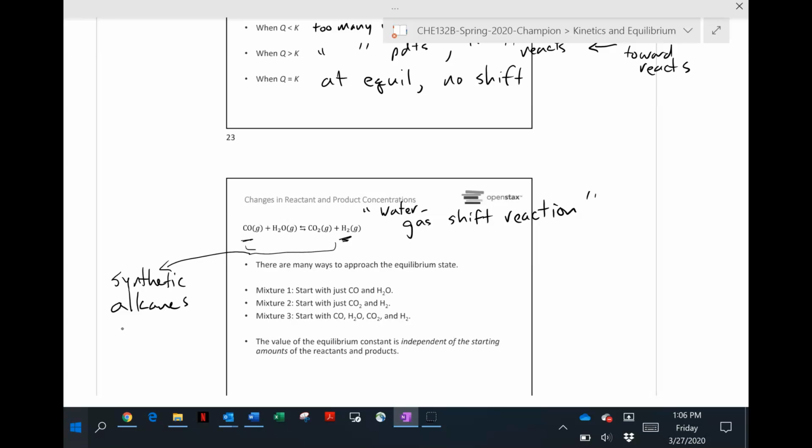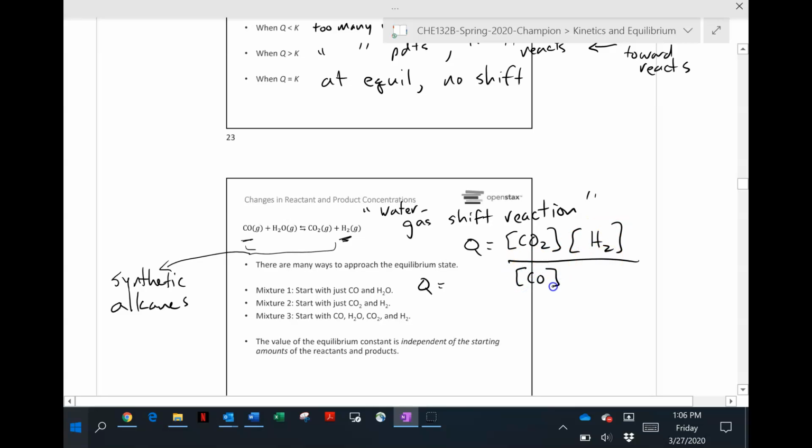Anyway, they're looking at the water gas shift reaction here, and they talk about how you could start different ways. So if you started with just CO and H2O, then initially the top of Q would be 0. For this one, if we wrote Q, it would be CO2 to the first, H2 to the first, over CO to the first, H2O to the first. So in this case, I'm going to have 0 times 0 over something that's not 0.